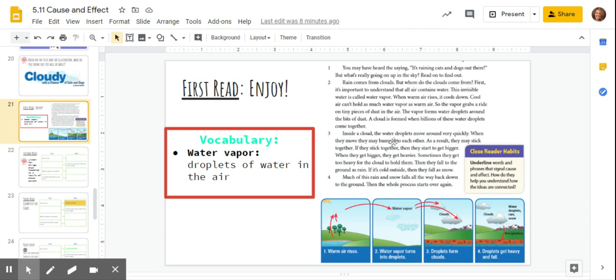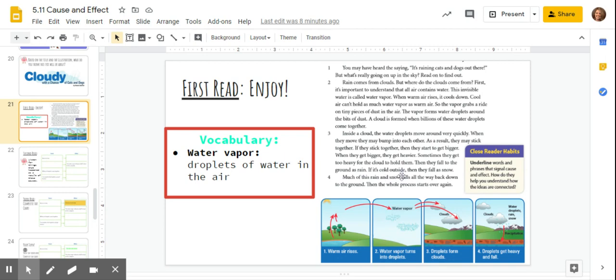Inside a cloud, the water droplets move around very quickly. When they move, they may bump into each other. As a result, they may stick together. If they stick together, then they start to get bigger. When they get bigger, they get heavier. Sometimes they get too heavy for the cloud to hold them. Then they fall to the ground as rain.